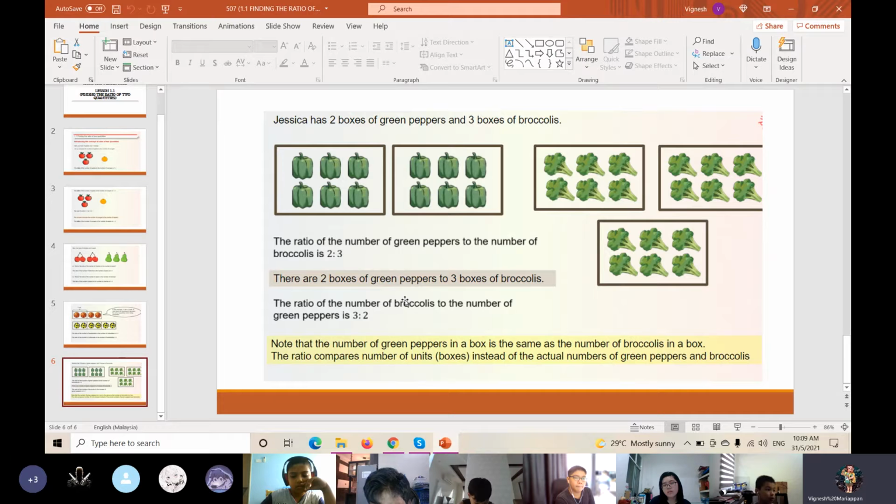The ratio of the number of green peppers, obviously, you can see how many boxes, and then to the number of total boxes. Raja. 3 boxes, broccolis. So is it 3? I want the answer in ratio.